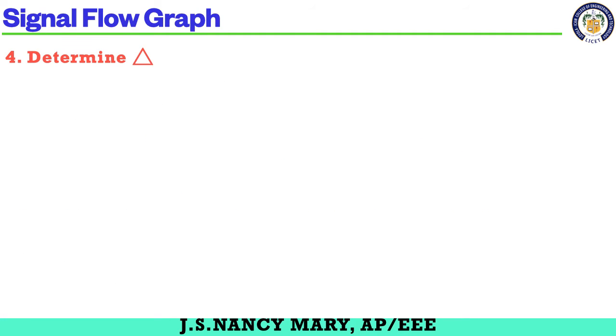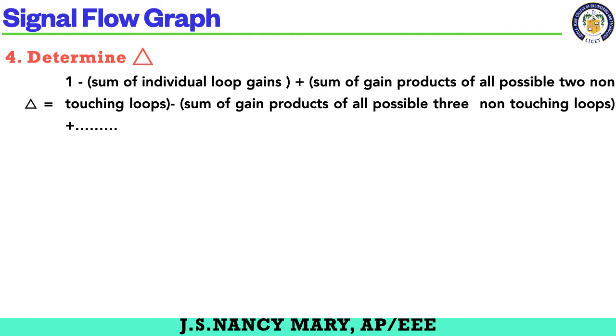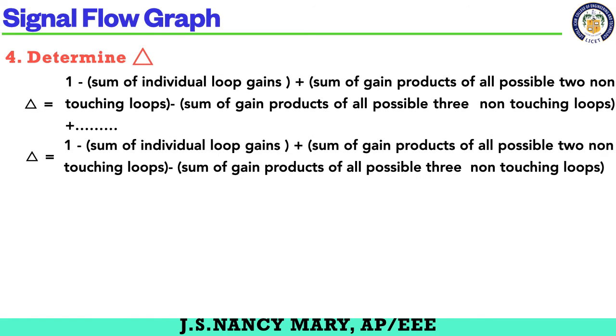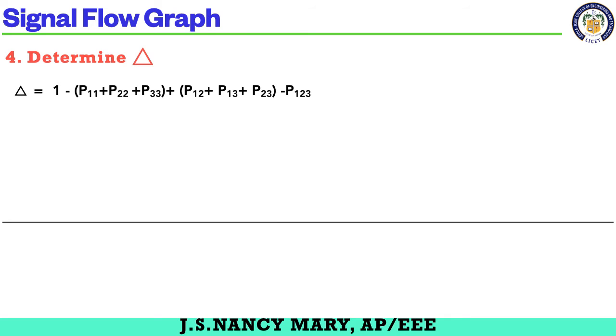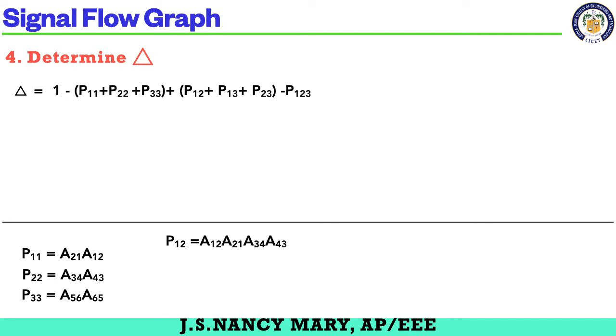Okay. Now we need to determine the del. As I told you, we have to take the formula according to this problem. As we are having three non-touching loops, I am stopping with that. So my formula becomes 1 minus P11 plus P22 plus P33 minus P12, P13, P23 minus P123. You know what P11, P22 are, so just substitute it and rewrite the del.